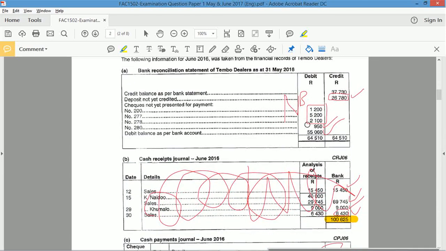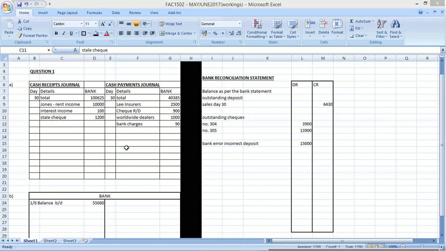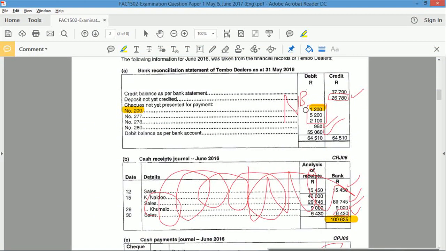Okay, those ones are the ones that I highlighted. Okay, so this one, 1,200. 1,200 goes here, stale check. Okay, so now I need to double check. Do I have everything? I don't have this. I need to put those two in.